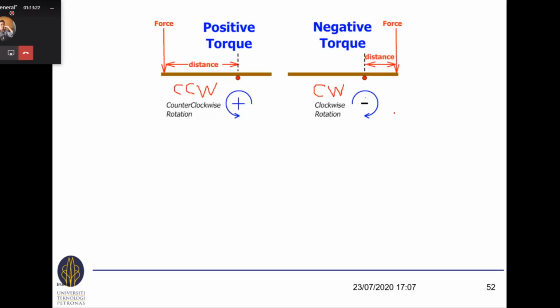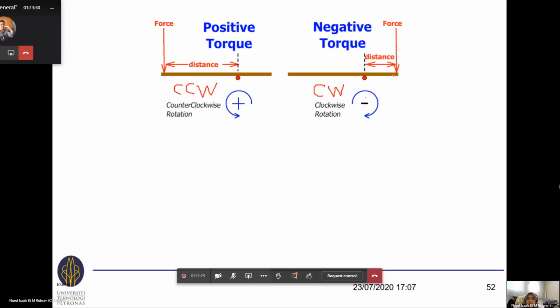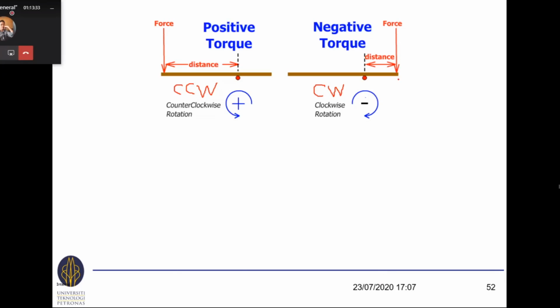How do you know whether it makes positive torque or negative torque? You can see from the force exerted here. If you exert the force there, it will make this plank rotate clockwise, referring to the axis of rotation. This is how you define the direction. If you exert the force here, this side will go down and rotate about this axis. This is negative. And if you exert the force on this side, this side will go down, referring to the axis of rotation.